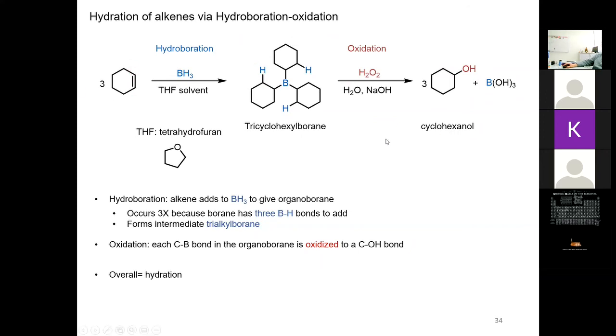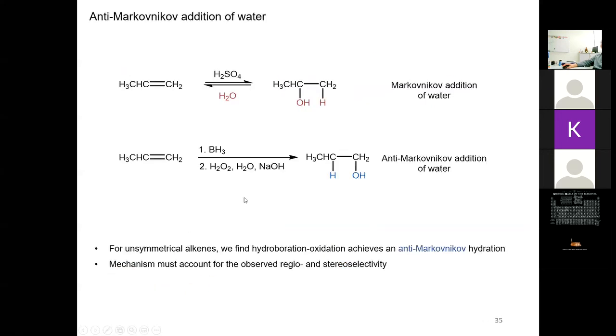For the hydroboration reactions, the intermediate is here, which we call the trialkylborane. It's from the triple addition of BH3. So one H adds to one alkene, then 3 H's add to 3 alkenes to generate this one. For the oxidation, each of these carbon-boron bonds is oxidized to a carbon-oxygen bond, which gives the alcohol product. So the overall process is a hydration reaction.